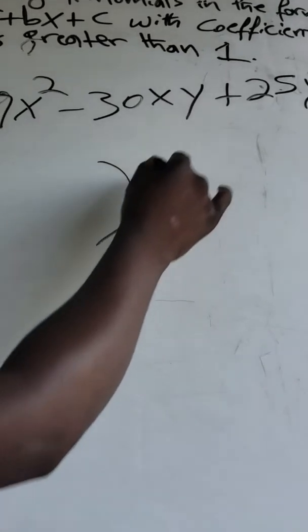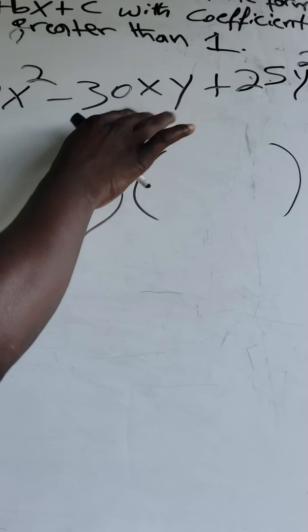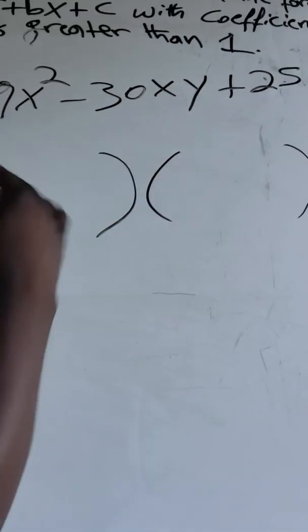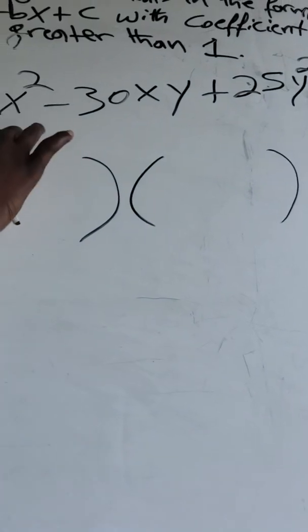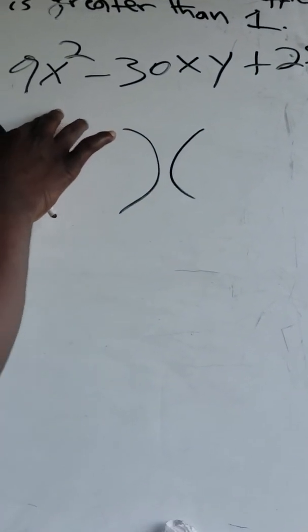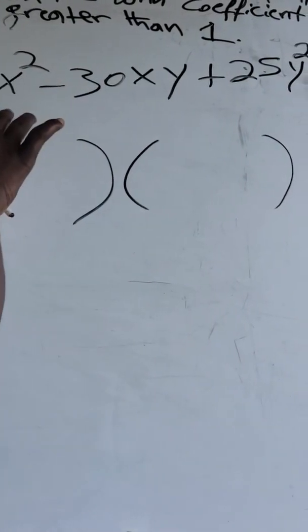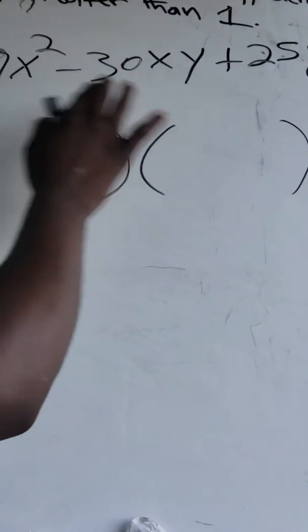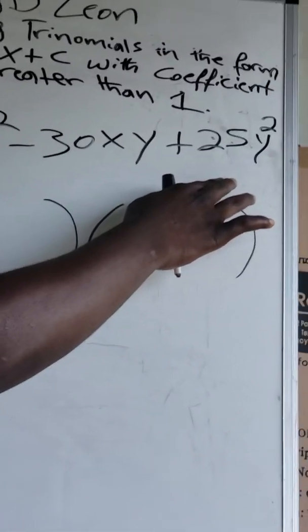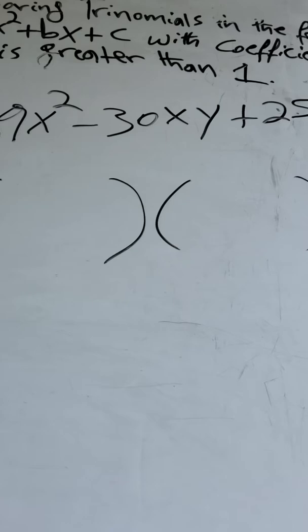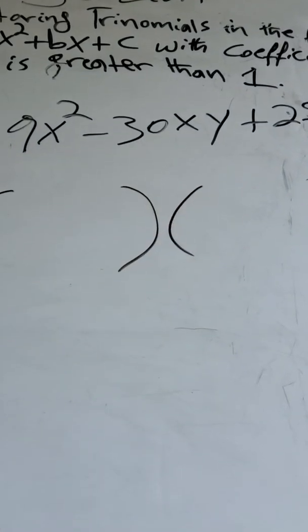create your parentheses, okay? Because you're gonna notice you have mixed variables in the middle term. It's still three terms, it's still a trinomial. You have a perfect square in the first term, the A term, a perfect square in the last term, the C term, and then you have the mixed variables in the middle term.